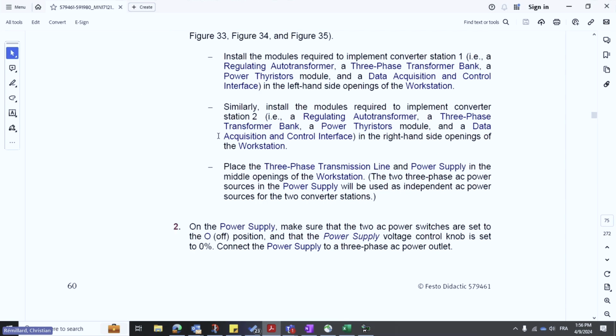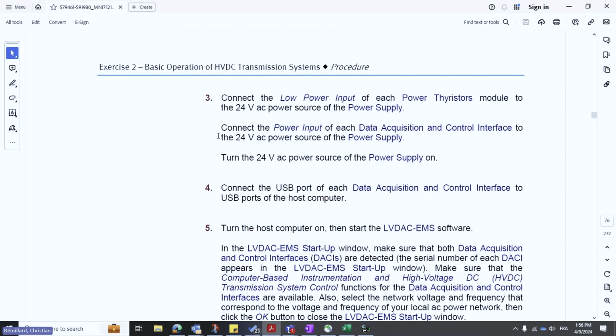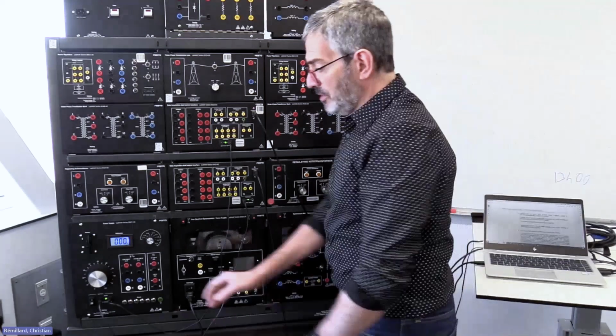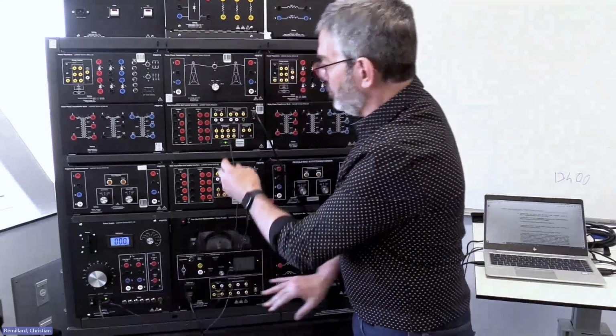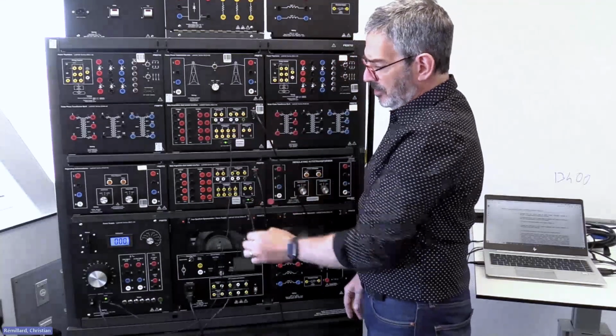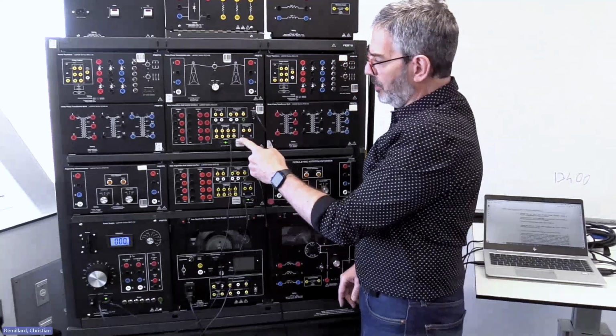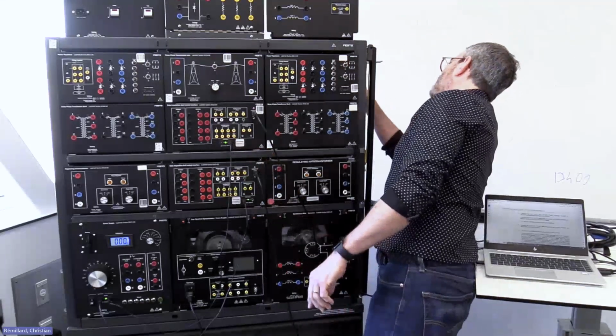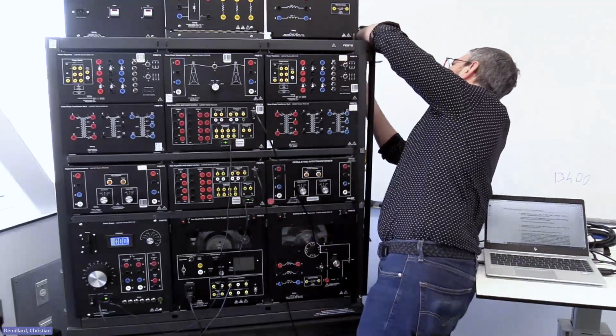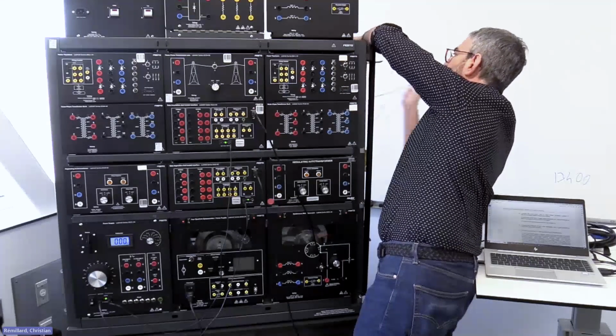So here are the suggestions of where to install the modules. Then, make sure that the power supply is off, and connect the 24-volt AC power source to our data acquisition and thyristor modules. This is already partly done here. We take the 24-volt AC output of our power supply, two lines, one going to this DAC and the other one going there. As you can see, they are already powered. And we just need to add two more power lines to our thyristor modules.